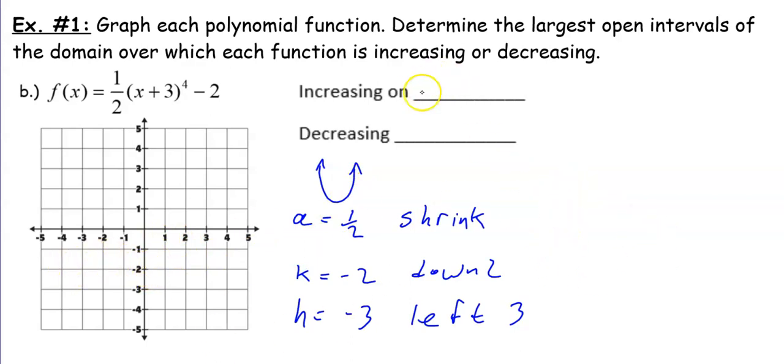Oh, you know what I didn't? On that last one, let's talk about when it's increasing and decreasing. Totally forgot that part. I just got so excited about the graphing. We'll go back. We'll go back.